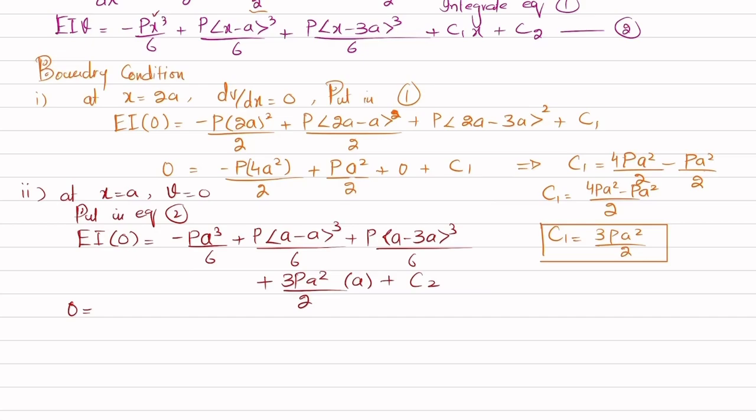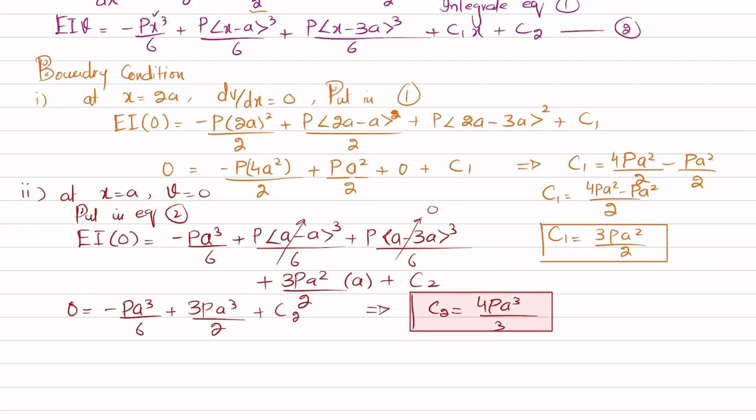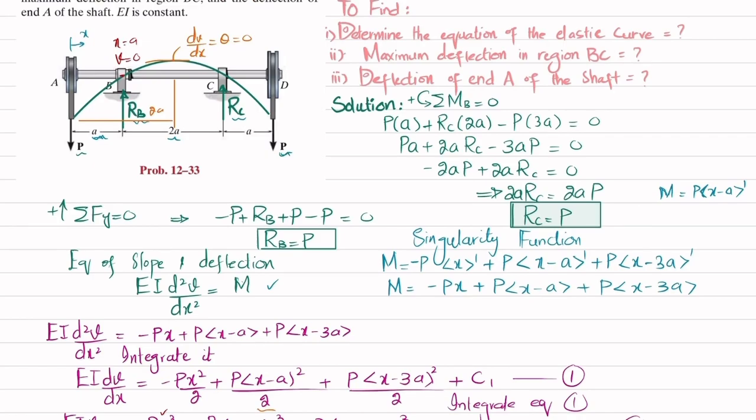So 0 is equal to minus P a cube over 6. This term will be 0, and this term will be 0 because anything inside the Macaulay bracket that is negative will be considered 0. Plus 3P a cube over 2 plus C2. And when you simplify it, you will get C2 will be equal to 4P a cube over 3.